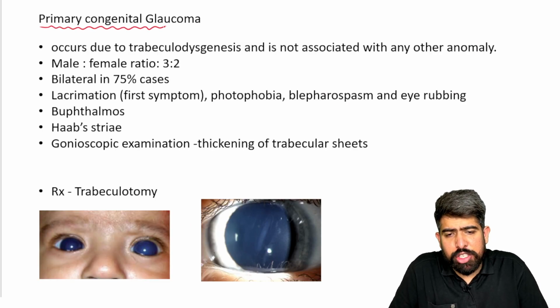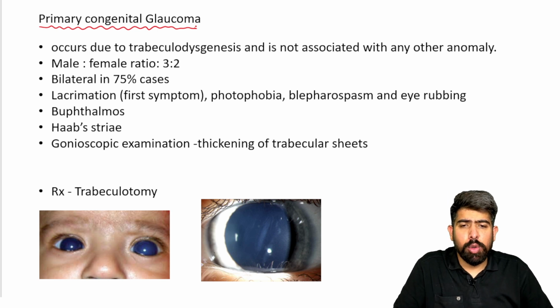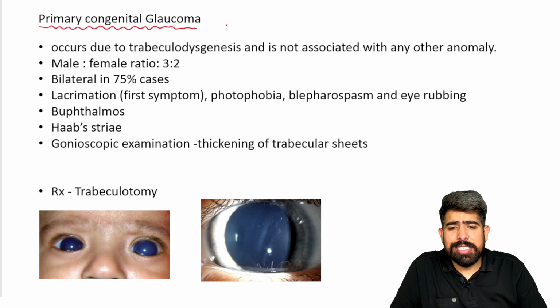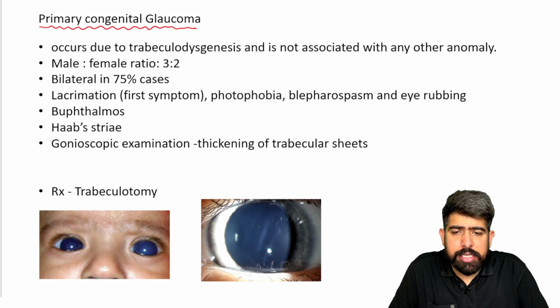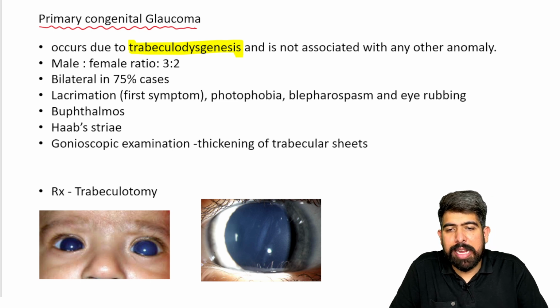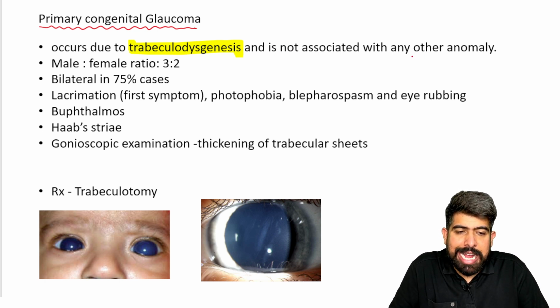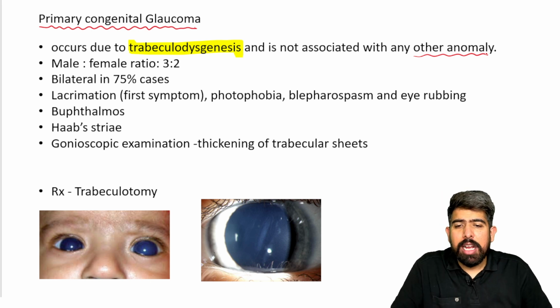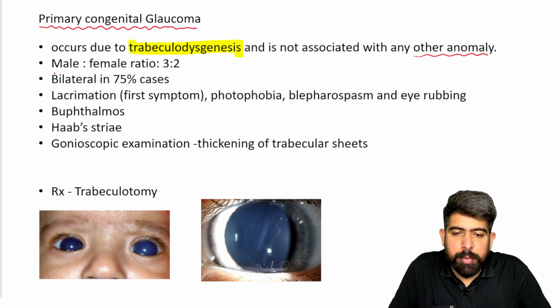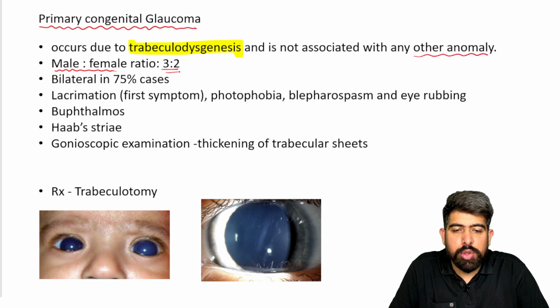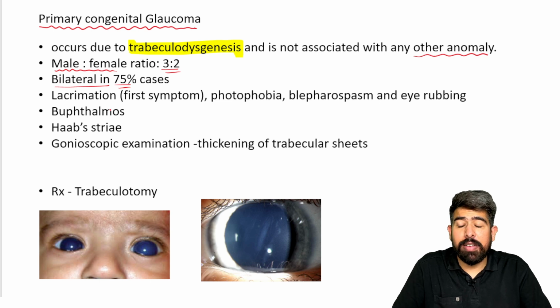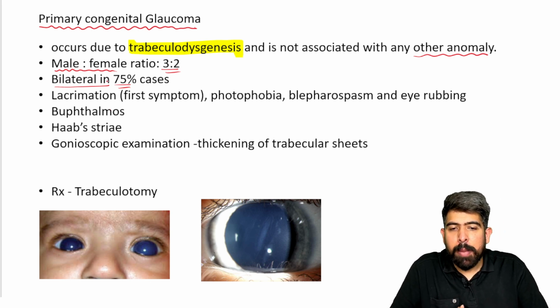Now talking about primary congenital glaucoma, what is happening in this type of glaucoma? It occurs due to trabecular dysgenesis. It means that from birth the child does not have a perfectly made trabecular meshwork. As the trabecular meshwork is blocked, it is not associated with any other anomalies. Just the trabecular dysgenesis will be there. The male to female ratio is 3:2, so males are more commonly affected. In 75% of cases, it is bilateral.